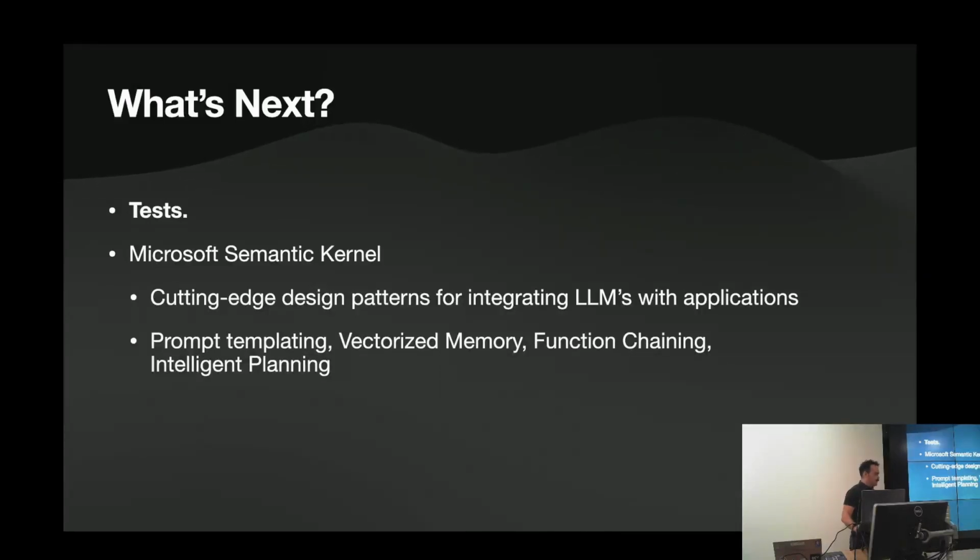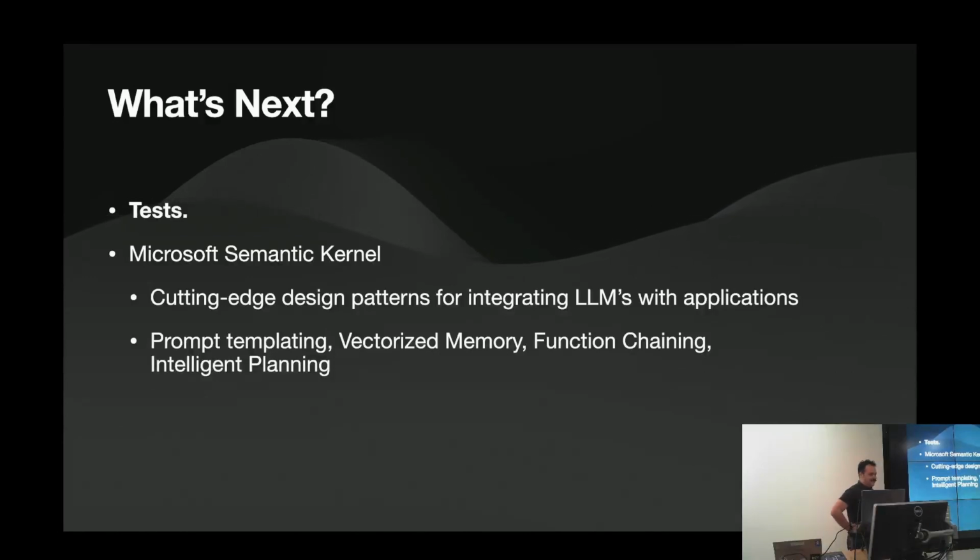Vectorized memory is, I think, when your large language model application can remember and associate things in your own context long term. Function chaining is when you take the output of one function and pass that into another function or capability of your Semantic Kernel application. And I'm still learning what intelligent planning is. So lots of exciting things happening in that space, much to learn.